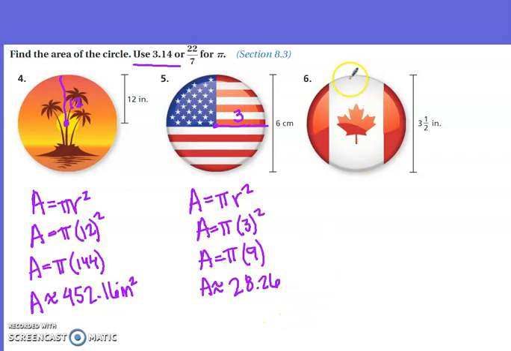Look at the next one. Again, they gave us the diameter, and that's not helpful for finding the area. We need to know what the radius is. Half of 3.5 is 1.75. Half of 3.5, or 3.5 divided by 2. Write down the formula. Substitute in our new value of r.